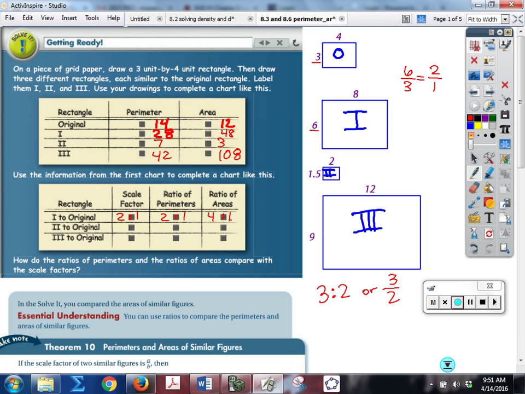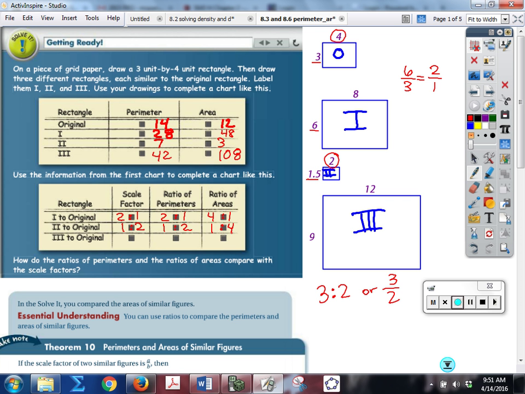So the original one to 2, the scale factor is, well, let's just look at this one we do here. This one to this one. So 2 to 4, 1 to 2. The perimeters, looking at 7 to 14. Right? 1 to 2. And what about the areas? 3 to 12. 1 to 4.